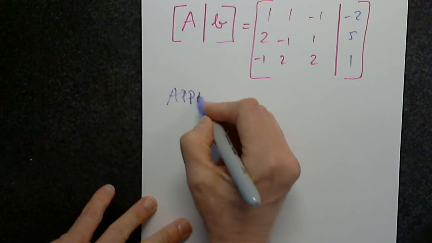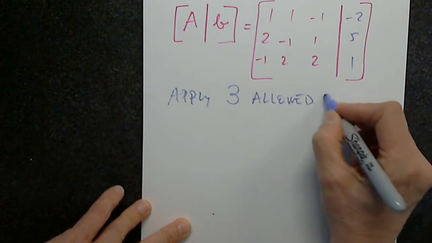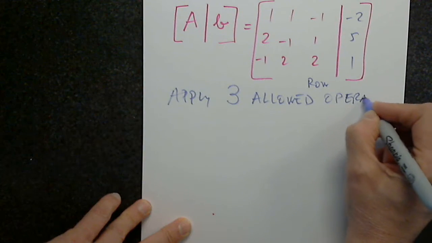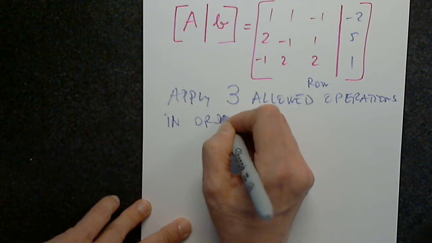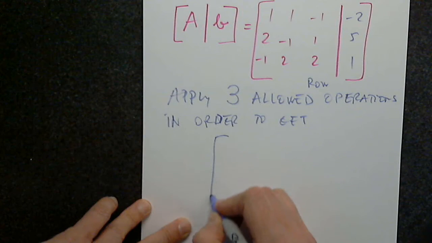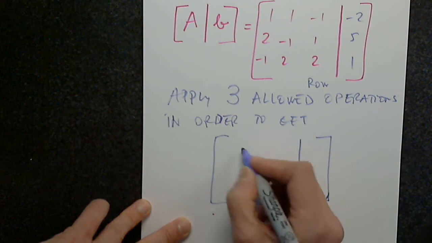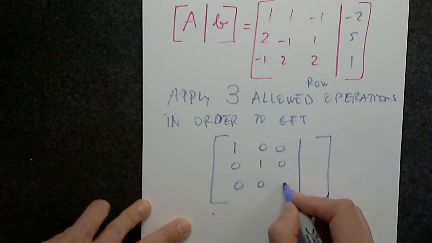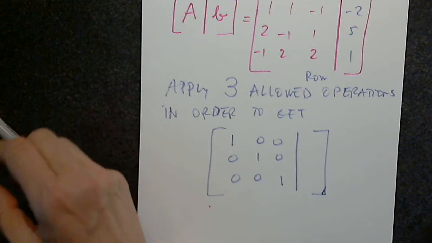Apply 3 allowed operations. We call them row operations. Row operations. In order to get this. Give me 3 numbers that you can think of. Any 3 numbers you want.